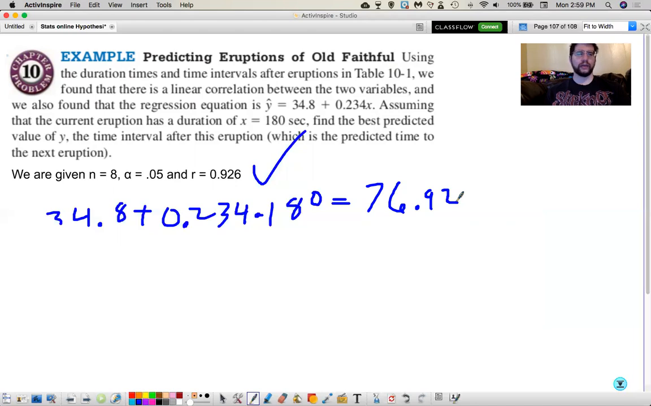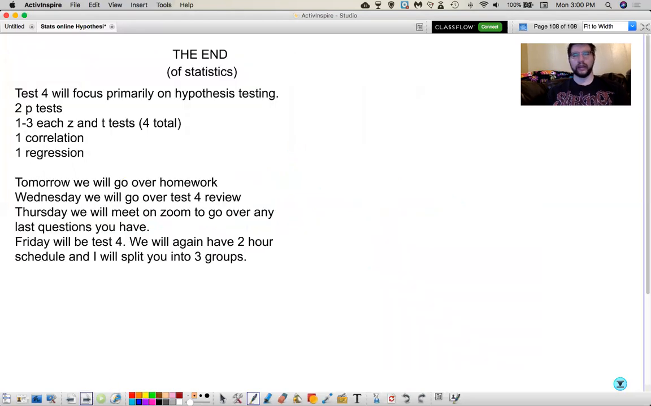So what I would usually say about rounding is we'd look at the original data set and go one more decimal. In this case, we don't have the original data set, but we do have this, which should follow that same rule. So whatever decimal place that is, that's where we're going to round to. So 76.9. That's it. That's the end.